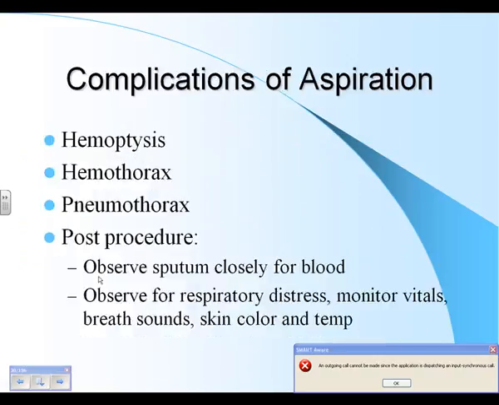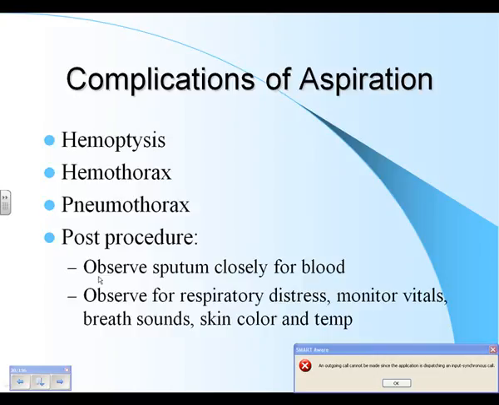You want to watch for complications: hemoptysis, with blood in the sputum; a hemothorax, where blood collects in that pleural space; a pneumothorax, where air collects in that pleural space. Both your blood and your air will cause that lung to collapse. So you want to make sure you are watching very closely for signs and symptoms of that.